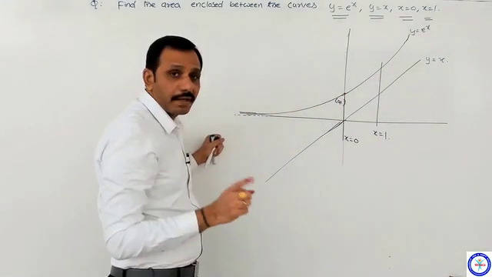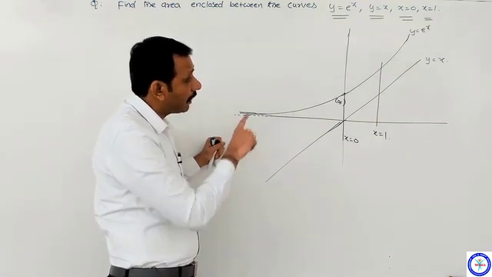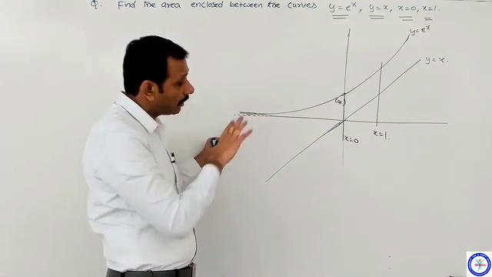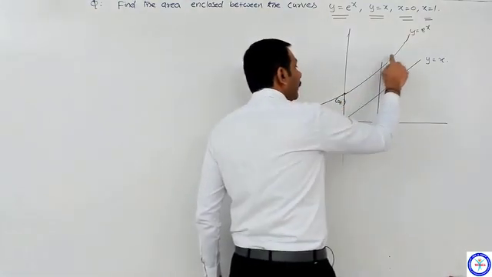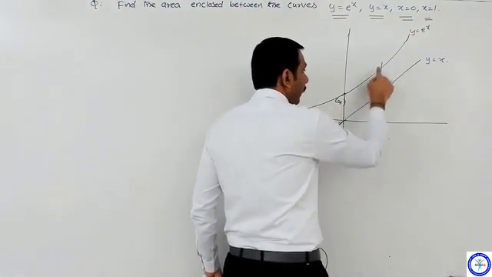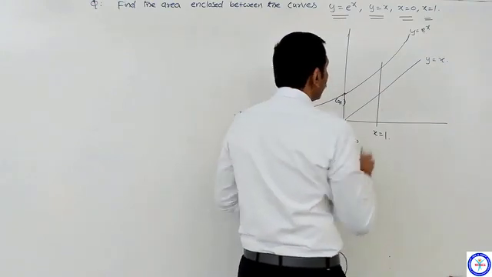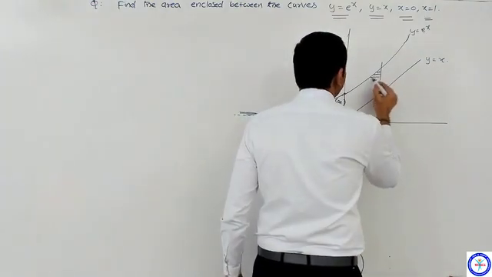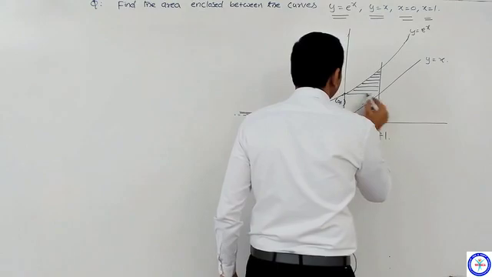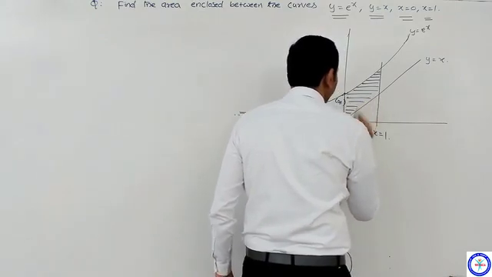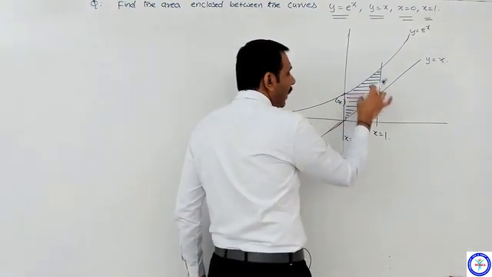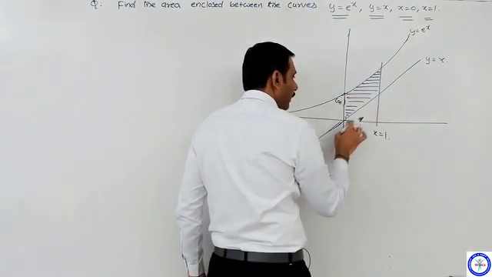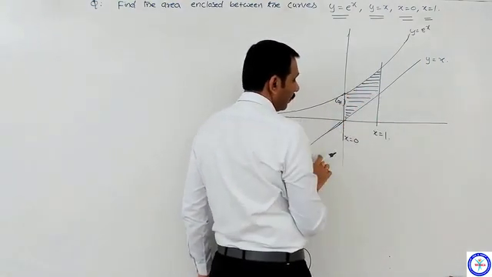Now observe, a closed figure is formed by all these curves and lines, yes. Bounded by this curve and this line, a closed figure is there. This is the region. Now how to find this area? Area between these curves, between the limits x equal to 0 and x equal to 1.